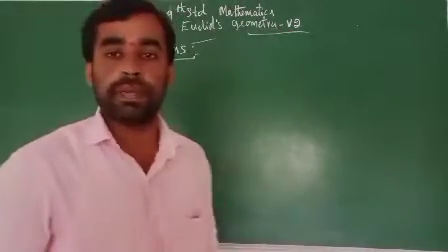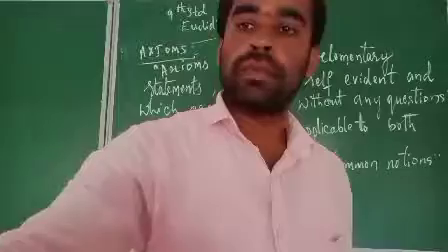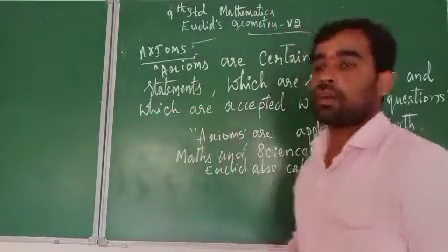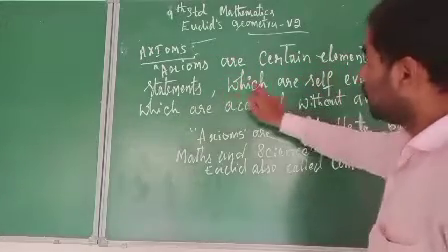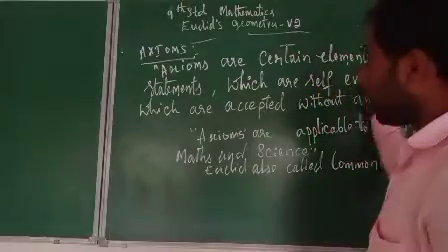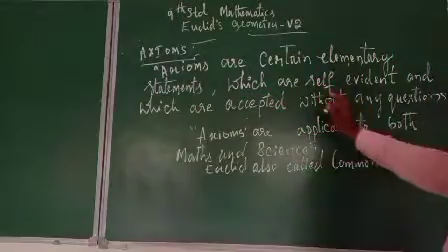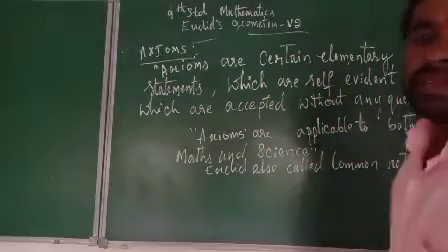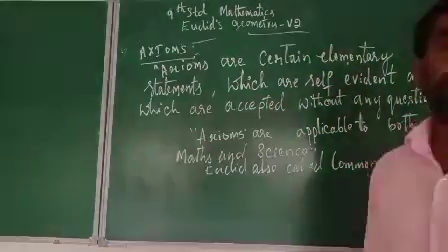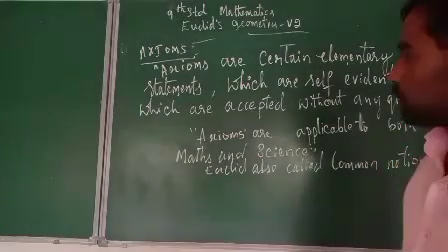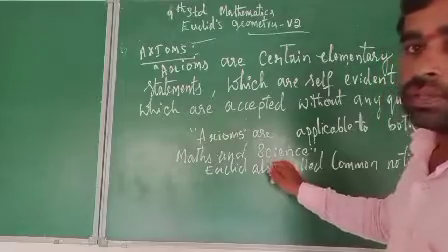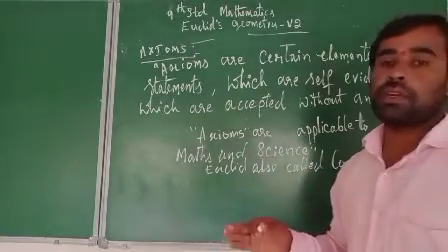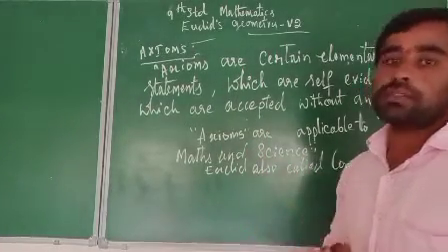First, now I'll write the definition. Dear students, welcome to the definition. Axioms are certain elementary statements which are self-evident and which are accepted without any questions. They are self-evident and have to be accepted without asking any questions. Axioms are applicable to both maths and science. Axioms which are accepted belong to both maths and science.